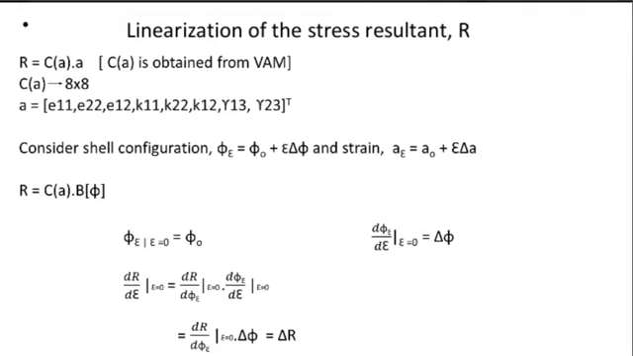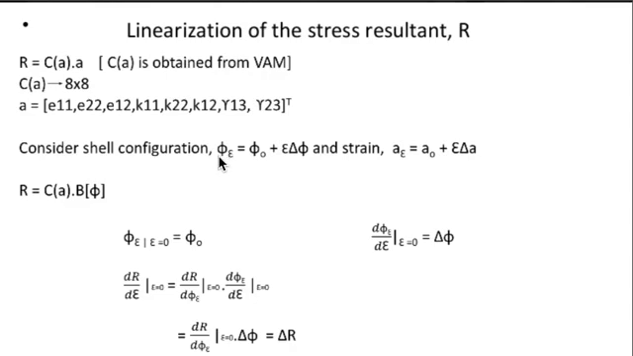First of all, A is representing the vector of 2D in plane strains. It is an 8 by 1 vector. First three are representing the membrane strains. Next three are corresponding to the bending strains, and the other two are out of plane shear strains. So it is an 8 by 1 vector of strains, and phi is representing the shell configuration.